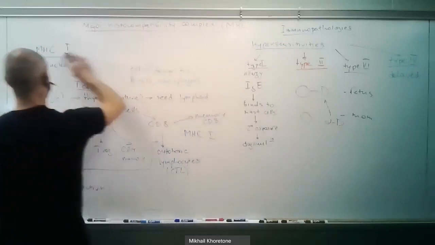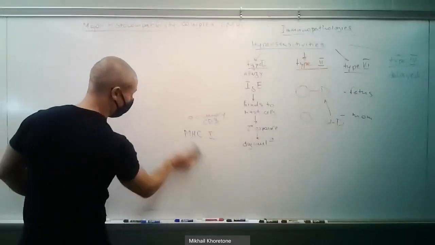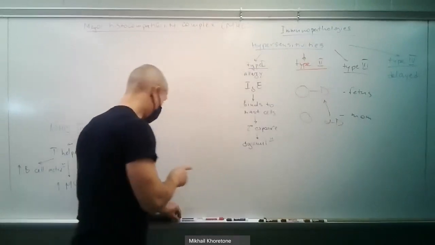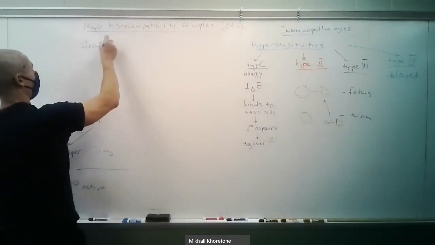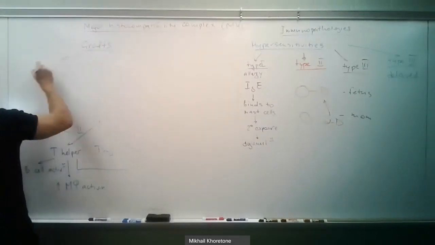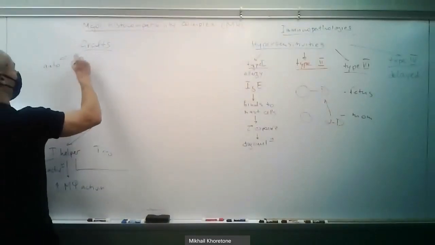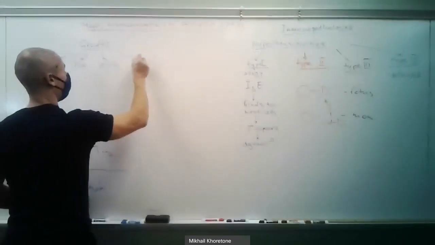We actually have just a couple more things. One is transplantation, the grafts. Four types: auto, iso, allo, xeno.